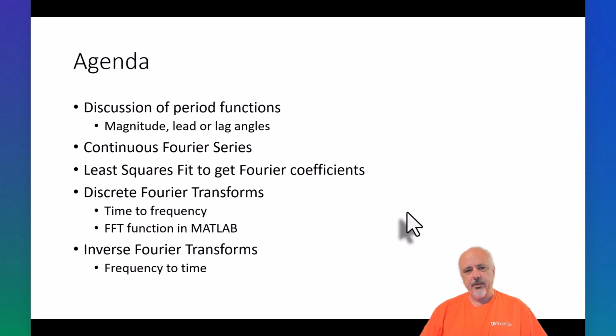We're going to remember how we did our least squares fit from our general regression. We're going to look at some discrete Fourier transforms, which take a time series into a frequency series. We're going to look at the FFT function in MATLAB, what it returns, and then we're going to try to take our frequencies and see what the time series would be, the inverse version of it.